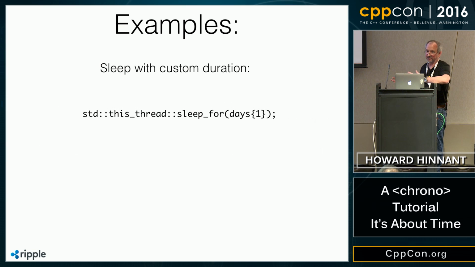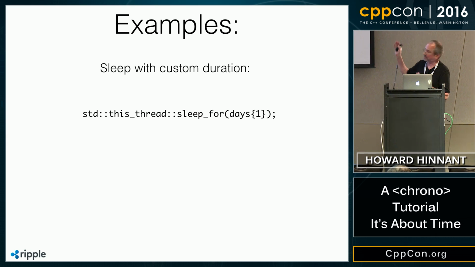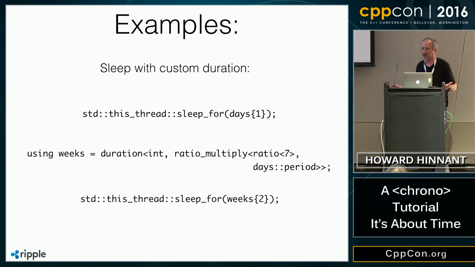And this custom duration of yours is a first-class citizen in the library. You can use it with the standard threading API to say sleep for a day, or if you're really tired, you can sleep for a couple of weeks, whatever you need to do.